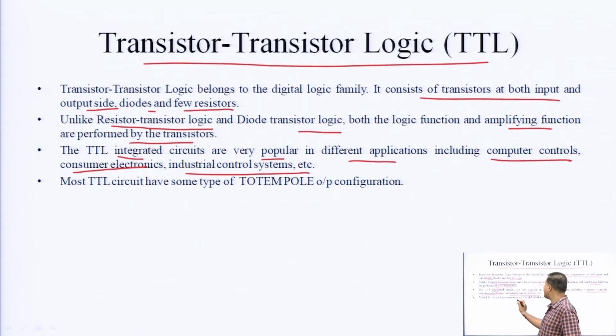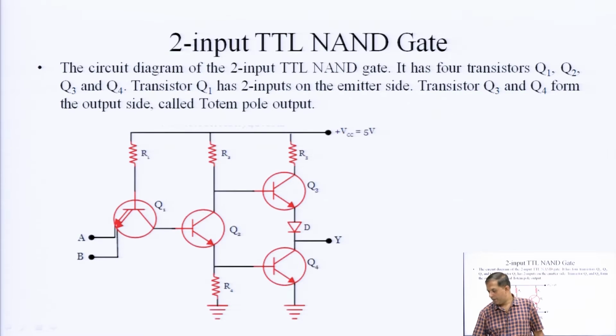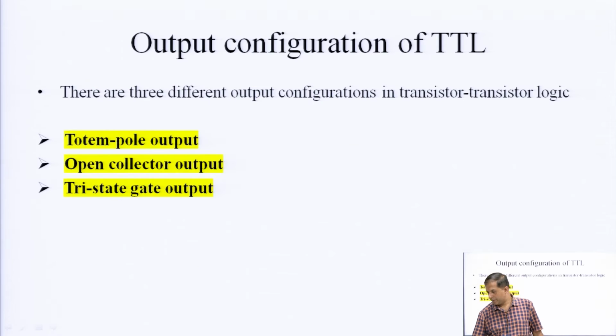Most TTL circuits have some type of totem pole output configuration. What is the totem pole output configuration? We are going to discuss that in the next slide. Here we will have three configurations: totem pole output, open collector output, and tri-state output. Before that we will discuss a normal TTL logic and then we will come to this.